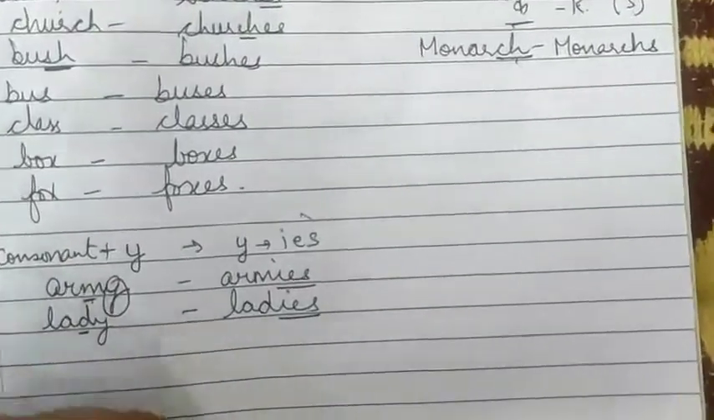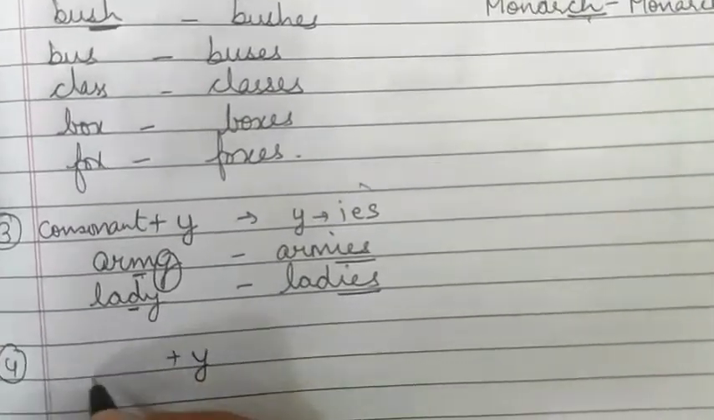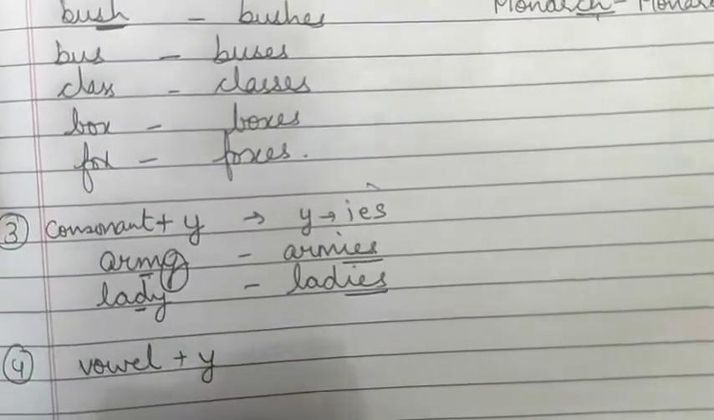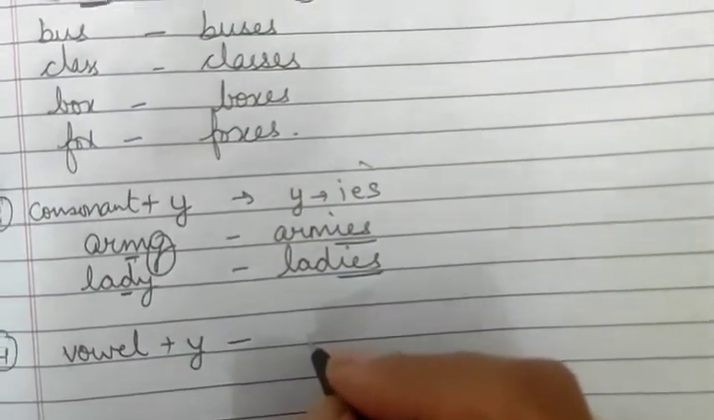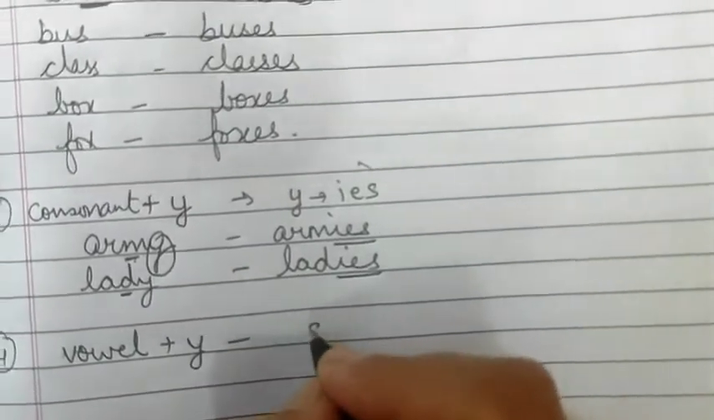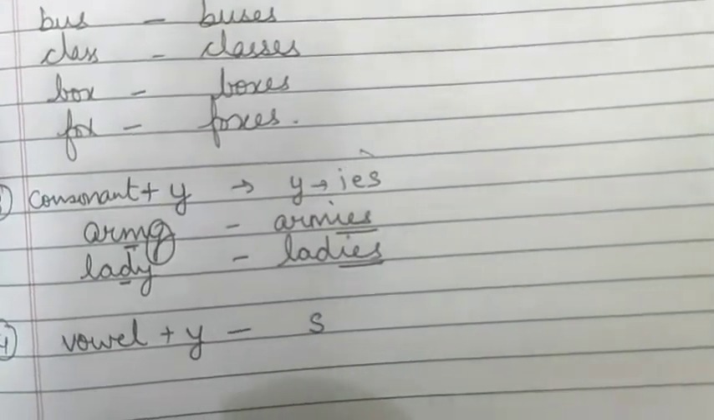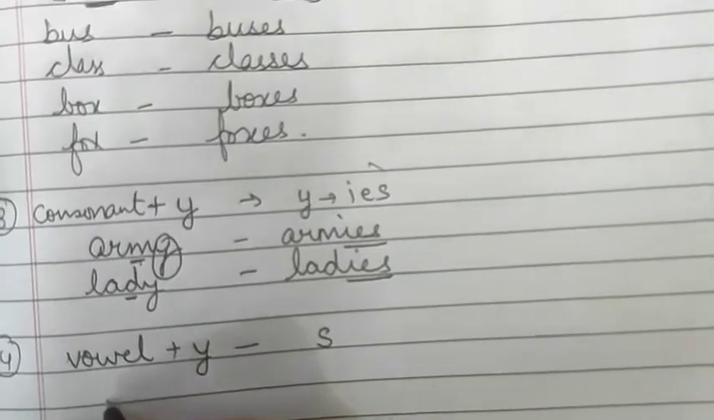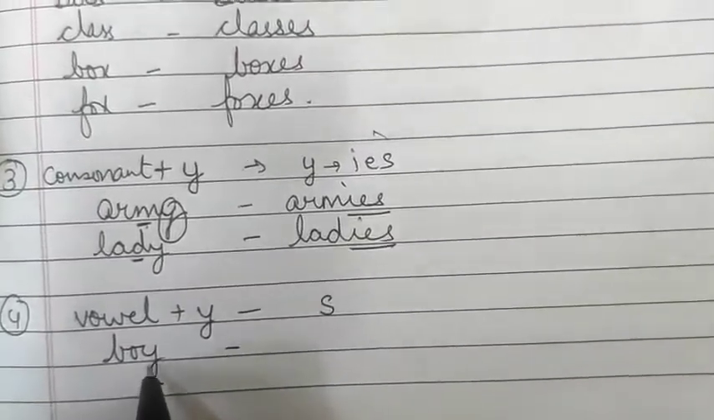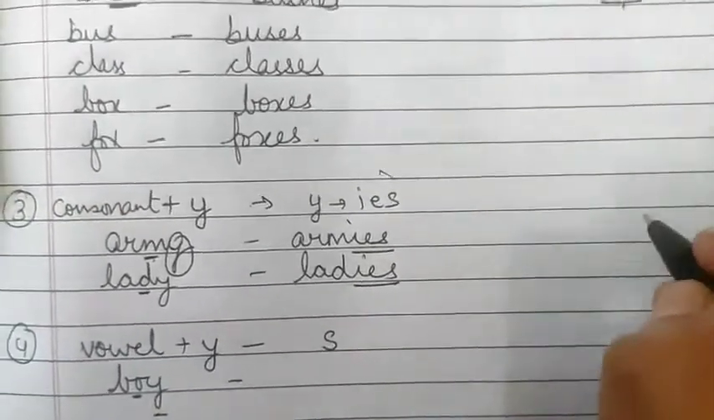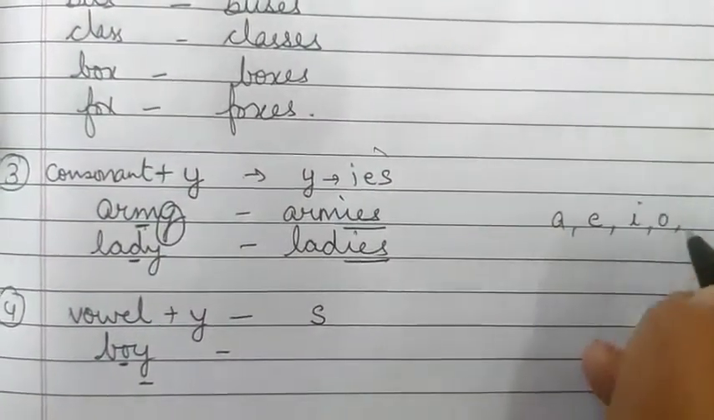Now, there is another rule. A word which ends with Y, but before that word, there is a vowel. So, what will we do? We will change the word into plural form by adding S. By adding S to the singular noun. For example, the word is boy. Here you can see the word is ending with Y, but before Y a vowel is there. O is a vowel. How many vowels are there? 5. A, E, I, O, U.